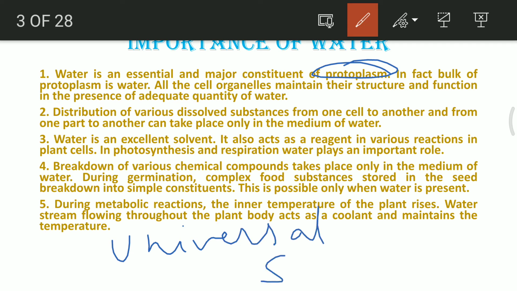Why a universal solvent? Because it is helping in the process of dissolution of various substances and movement of those substances from one cell to another. And where is this dissolution taking place? It is taking place in water only. So water is a medium. It is also known as universal solvent.